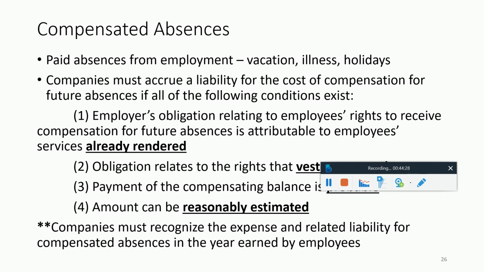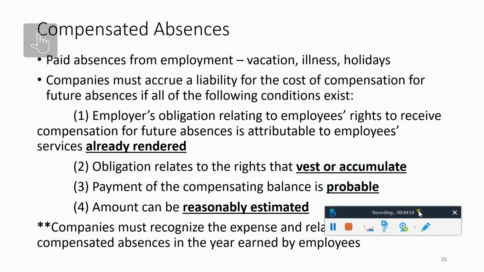So if you think back to the very beginning of the lecture when I was explaining the definition of a liability, I indicated that the transaction or event had to have already occurred, right? And so this plays very well into that definition. You have already provided the required services to earn that time off. Additionally, that time off has vested or accumulated, and that means that it cannot be forfeited. It cannot be taken away from you. Payment is probable, and the amount can be reasonably estimated.